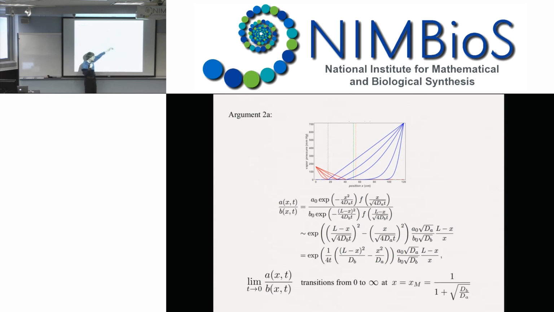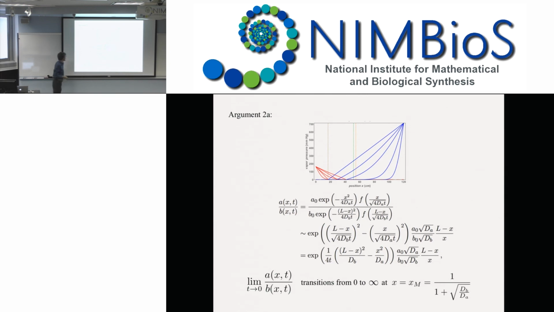And sorry, if you took the limit as time goes to infinity of the ratio of red over blue here, you're going to get infinity. And here, if you took the limit as time goes to 0 of the ratio of red over blue, you're going to get red over blue, 0.